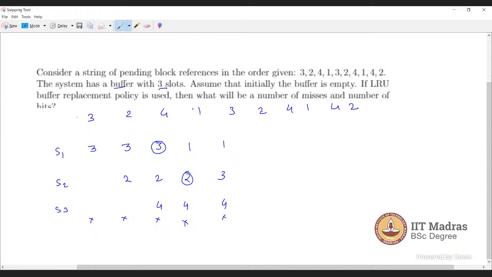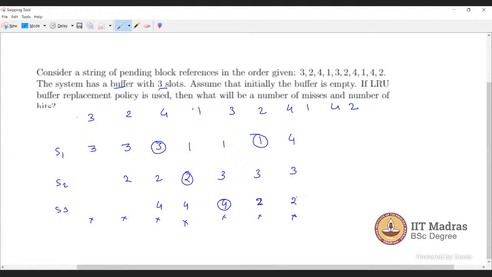Now we are looking for 2, which is also not in the buffer. The least recently used is 4, so we will remove the 4. So 1, 3, 2. Now it is looking for 4, which is also not in the buffer. The LRU is 1, so we need to replace this 1 with 4. So 4, 3, 2. This is also a miss.